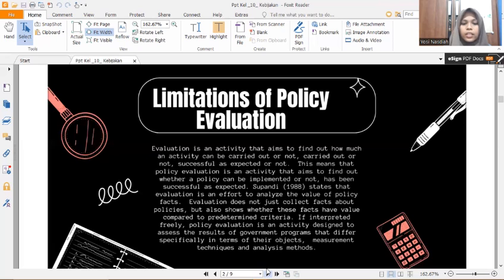Subarsono stated that evaluation is an effort to analyze the value of policy facts. Evaluation does not just collect facts about policy, but also shows whether these facts have value compared to predetermined criteria. If interpreted freely, policy evaluation is an activity designed to assess the results of government programs that differ specifically in terms of their object, measurement technique, and analysis method.